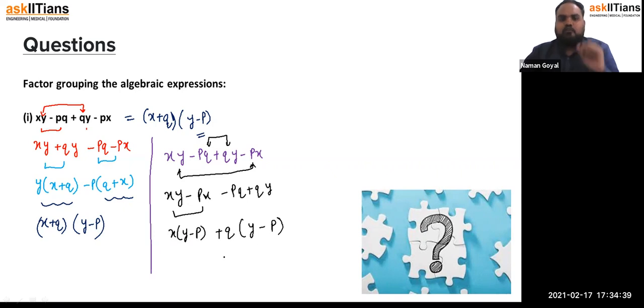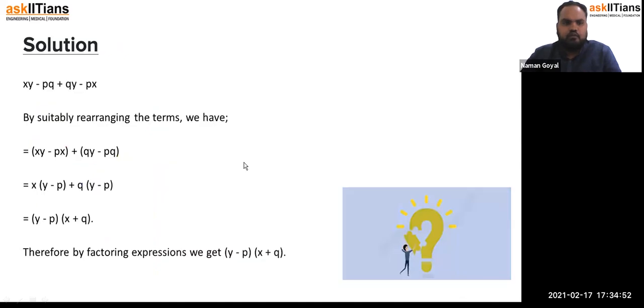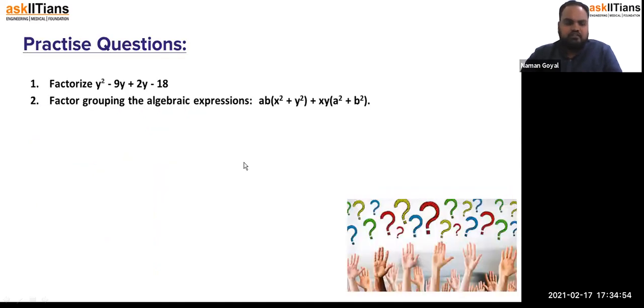Now we got the same quantity. Now y minus p comes out common. Okay, so it will give x plus q. So we got the same answer, right? Got it? Very simple. Okay, now there are some practice questions. We have to do these questions in today's lecture. Now let's see how we do this factorization.